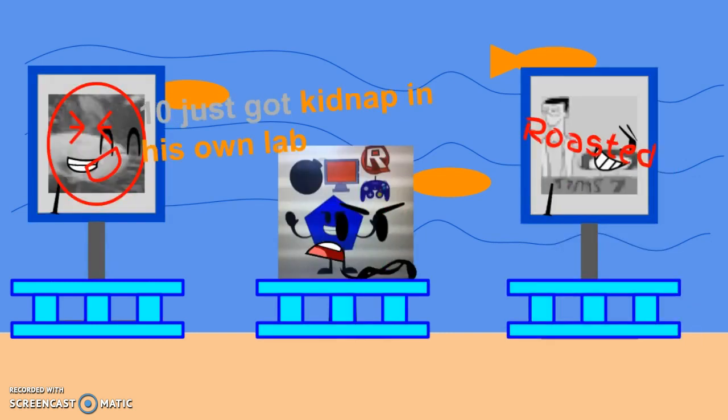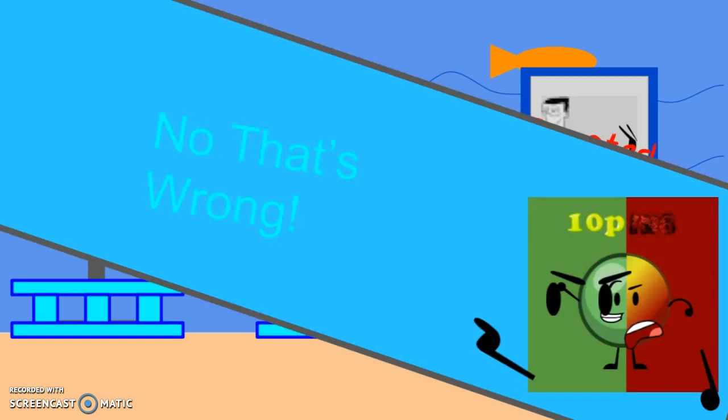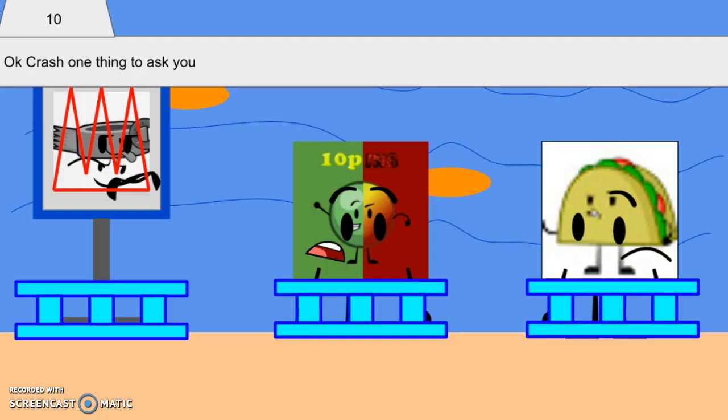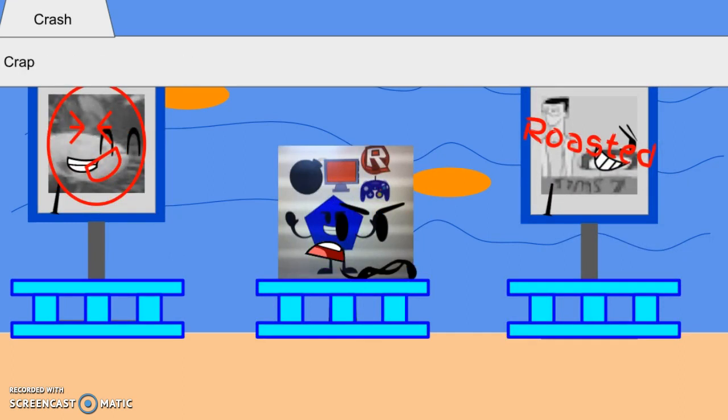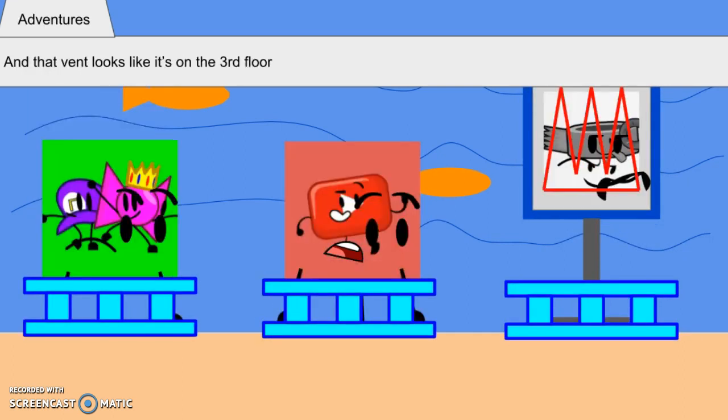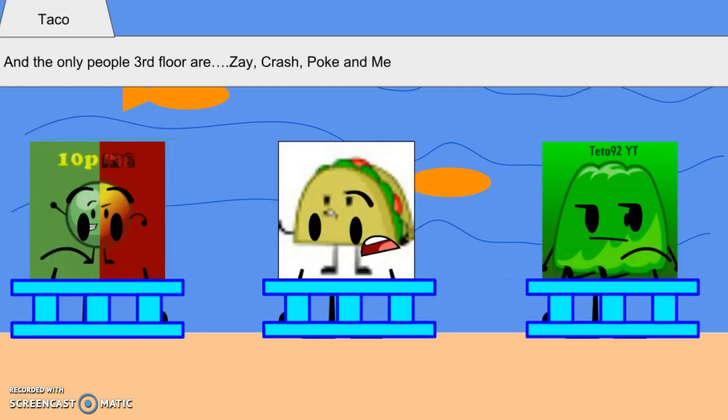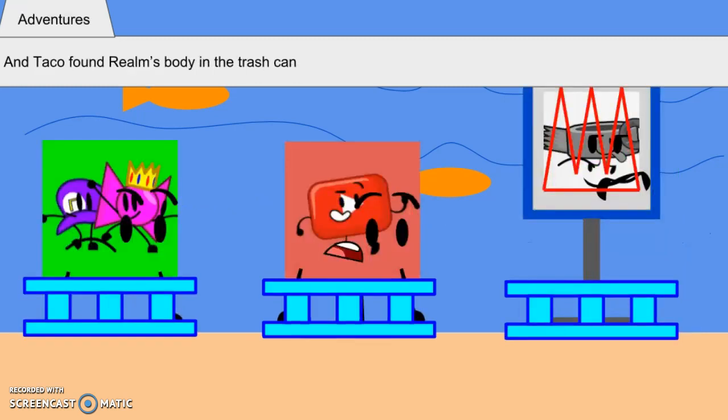Oh please, who just got kidnapped in his own lab? Me, it's me! Okay, Crash, one thing to ask you. My lab is on the first floor. Well, that's why it can't be my lab. Crap. And that bed looks like it's on the third floor. And the only people on the third floor are Zay, Crash, Poke, and me. And Toko found Ren's body in the trash can.